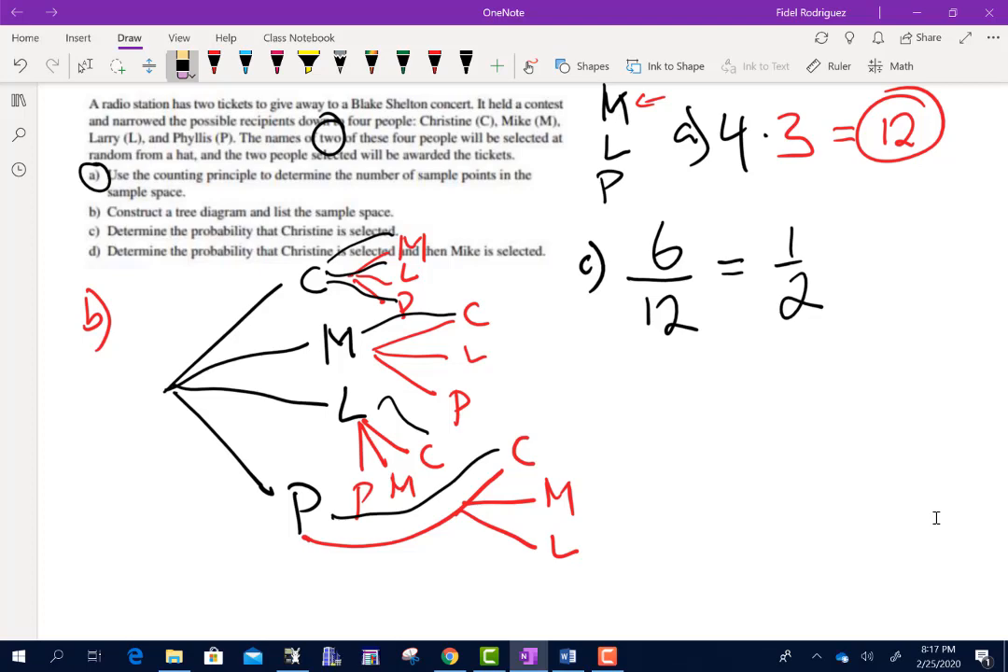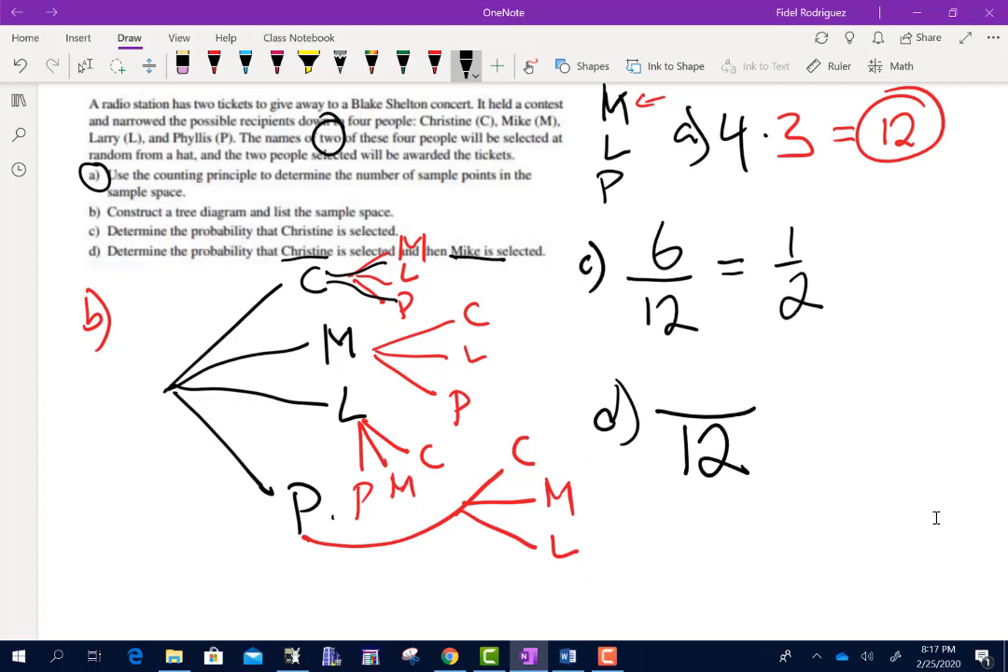Let's take a look at part D. Part D says, determine the probability that Christine is selected and then Mike is selected. So, come back to our probability. We have 12 options. First, we want Christine, and then we want Mike. Well, here's Christine, and there's Mike. There is only one of them that looks like that. So, 1 out of the 12.